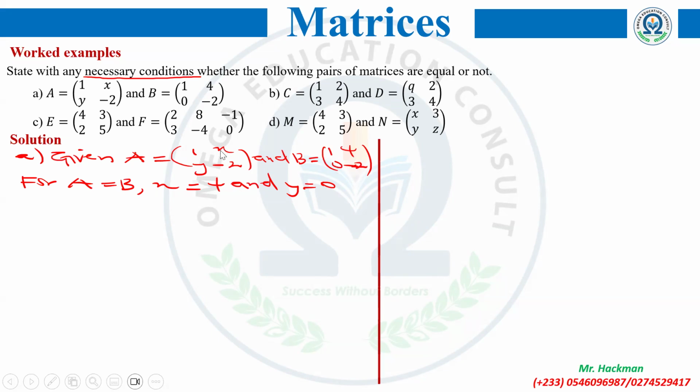The second and third are the unknowns. So the unknowns will tell us what we need to put there for the entries here to be equal. So you equate the corresponding ones. X will be equal to 4 and Y will be equal to 0. That's the only situation where these two matrices A and B will be equal. Point well made, my professors. Yes, please.